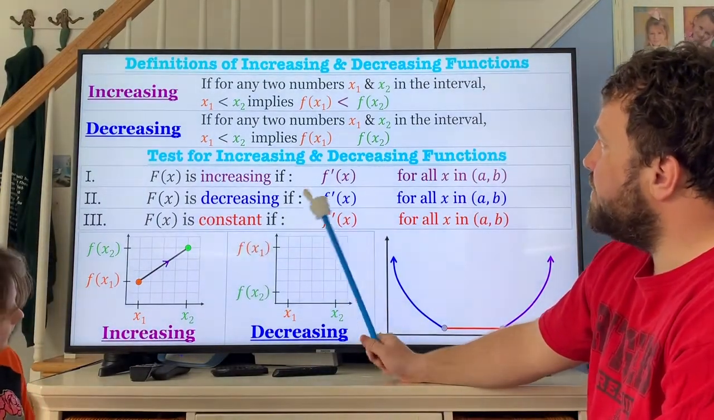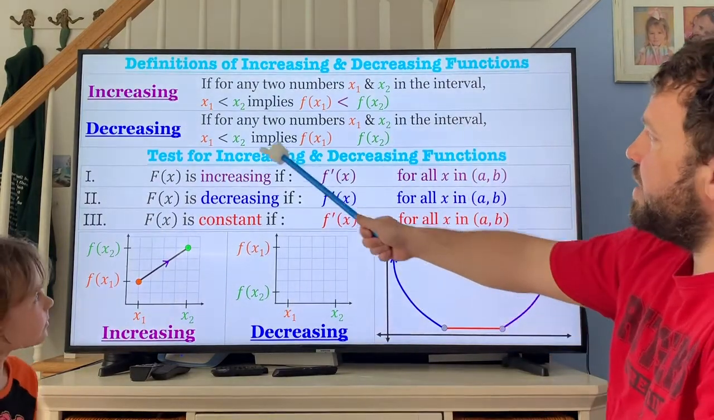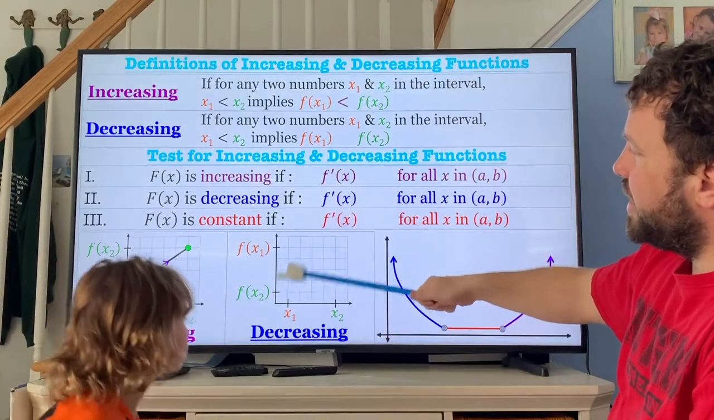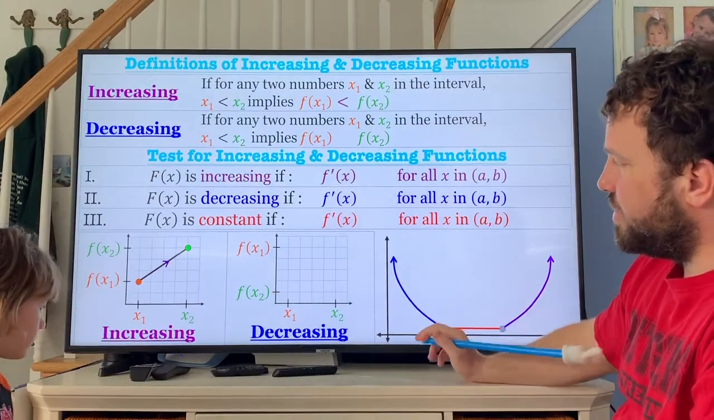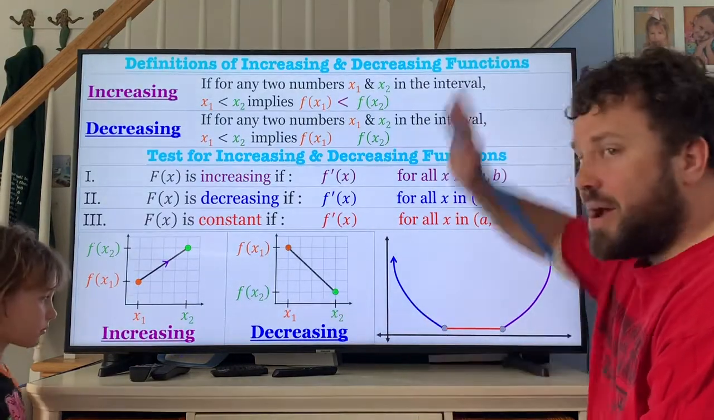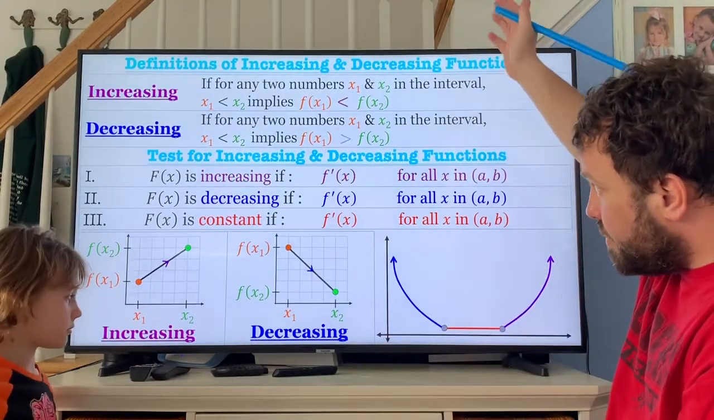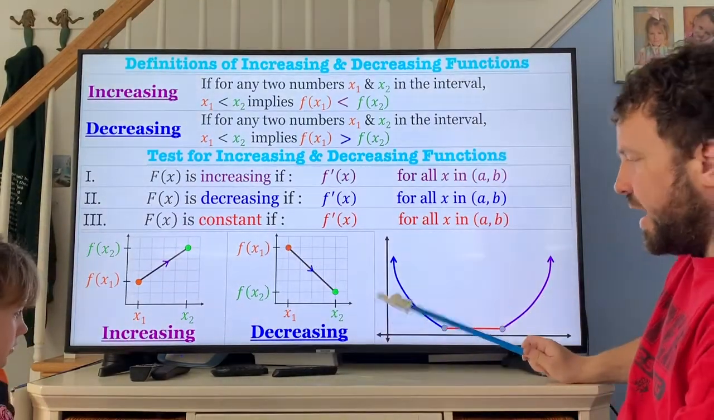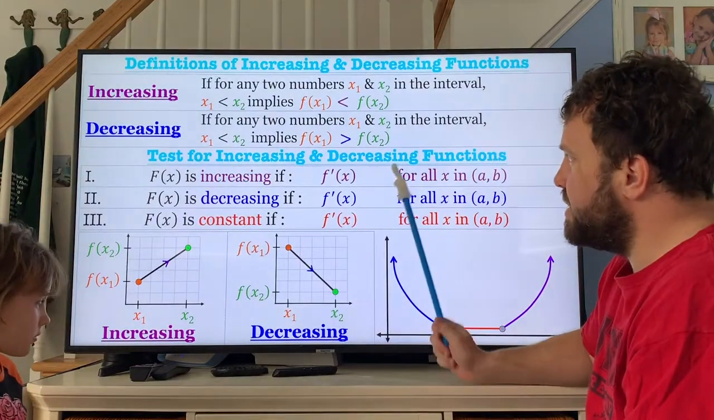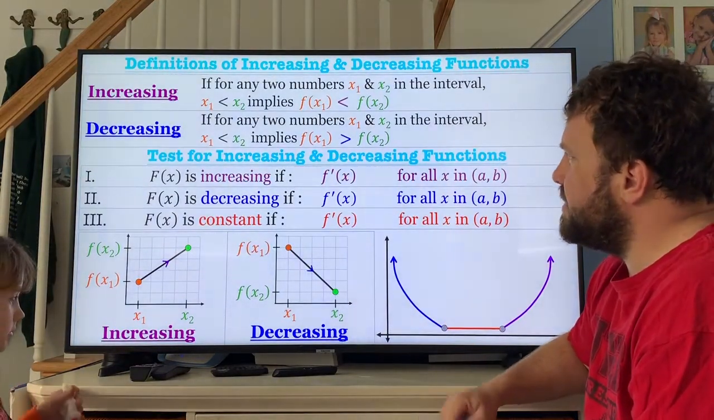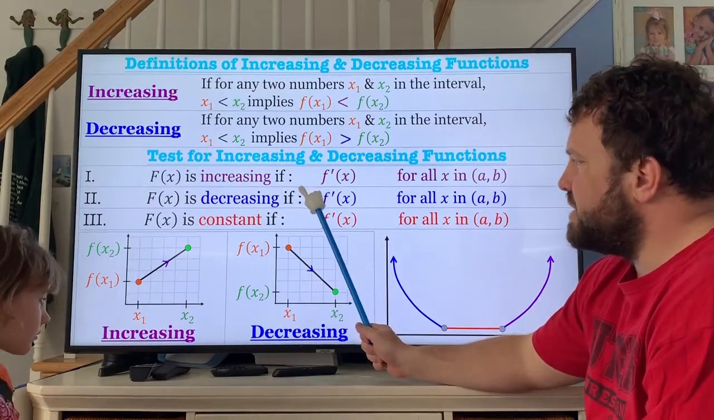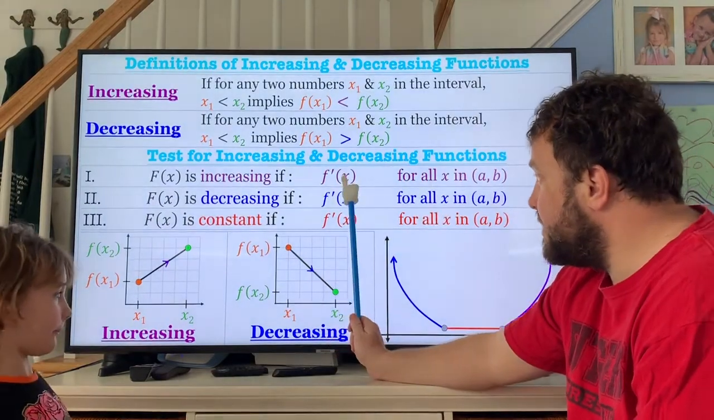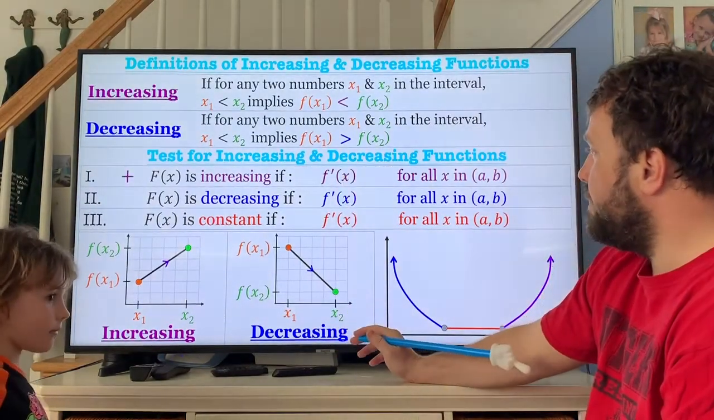Now, for any two numbers x1 and x2 in the interval, if x1 is less than x2 and it comes first, it implies what is going on here now? This number is not less than this number, but it is greater than it. Notice this graph travels up, a positive slope. This graph travels down, a negative slope. And that is the main way to do this. So, in order to test for increasing and decreasing functions, step 1: if f is increasing, if this graph goes up, since we said the slope is going to be positive, this means this number has to be what? What do you think?